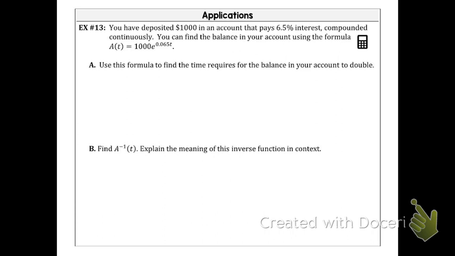All right, example 13 says you have deposited $1,000 in an account that pays 6.5% interest compounded continuously. You can find the balance in your account using this formula. A of t is equal to 1,000 times e raised to the 0.065t. Use this formula to find the time required for your balance in the account to double. So y'all have seen this one pretty recently. So double the amount. If we're starting out with 1,000, then the ending amount would be 2,000.